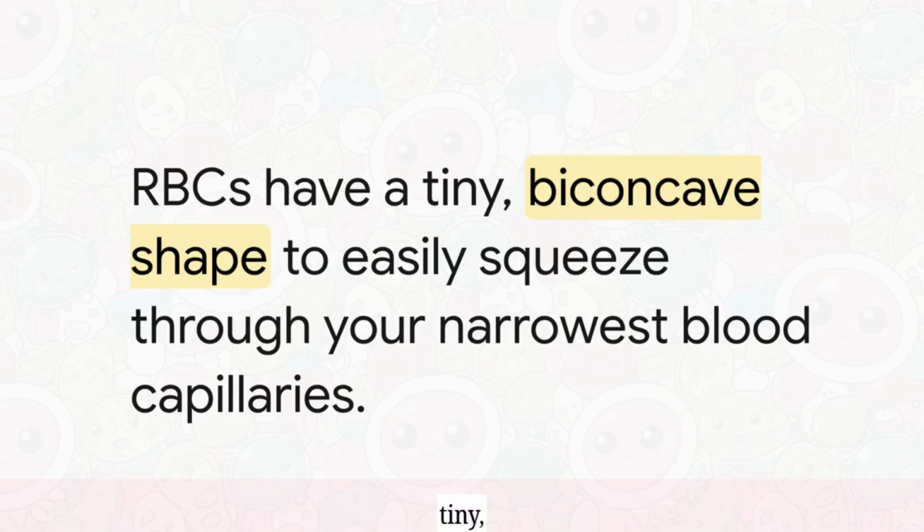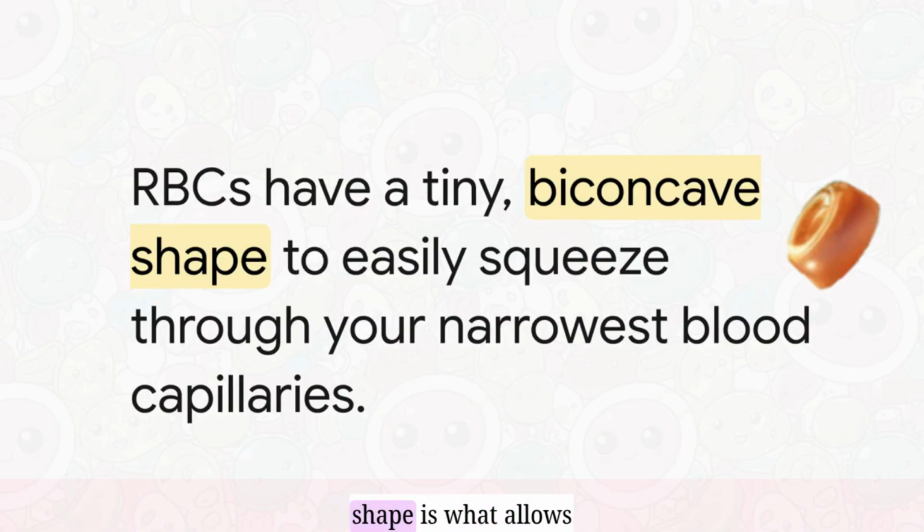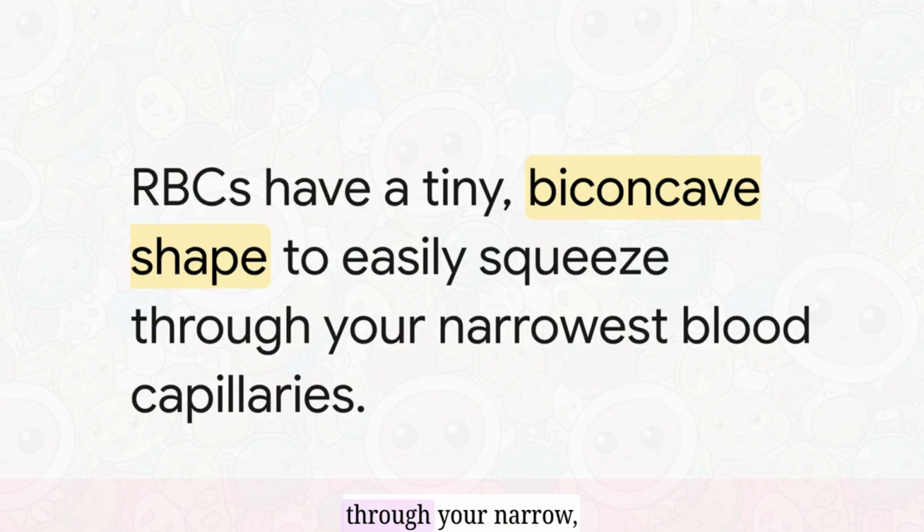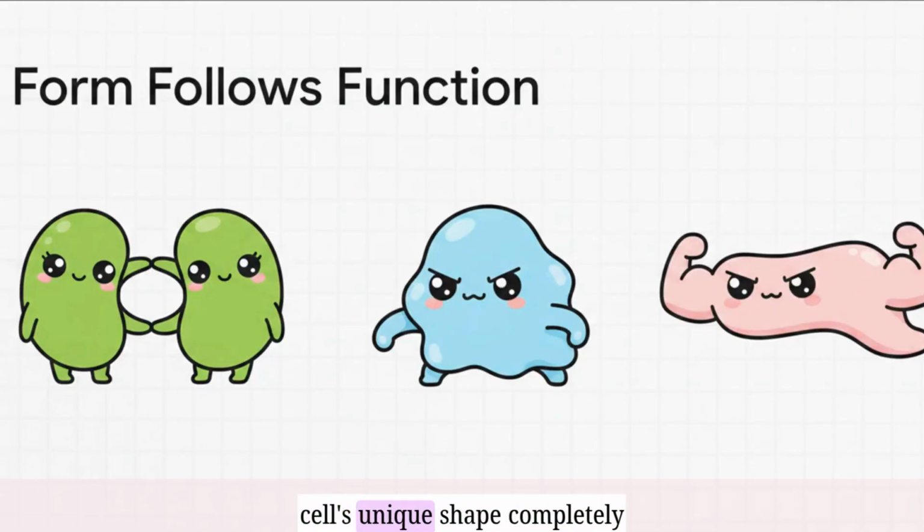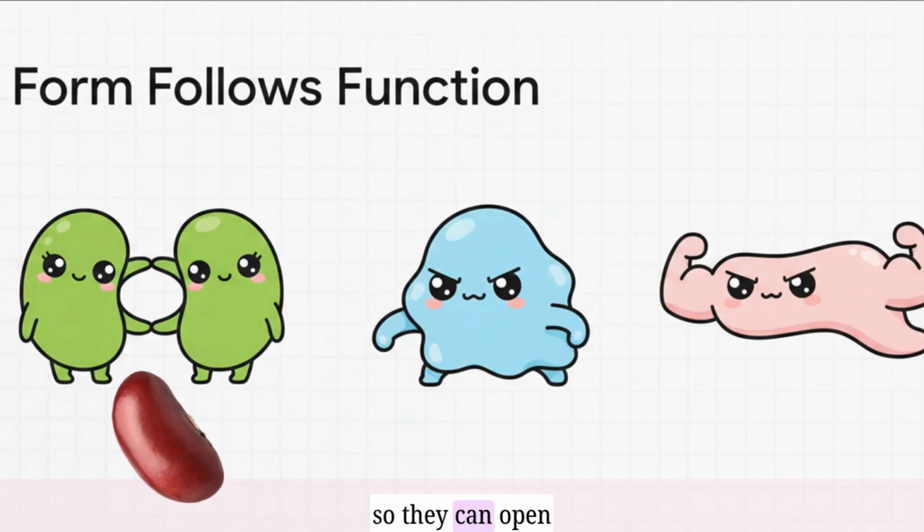It has this unique, tiny, biconcave shape, kind of like an Alpenliebe candy with a little dimple right in the middle. And that specific shape is what allows it to easily squeeze through your narrowest blood capillaries. Notice how beautifully a cell's unique shape completely dictates its specific function. It's amazing. Plant guard cells are shaped exactly like little rajma or kidney beans, so they can open and close pores. Your white blood cells have this irregular amoeba-like shape, which lets them flexibly hunt down infections.